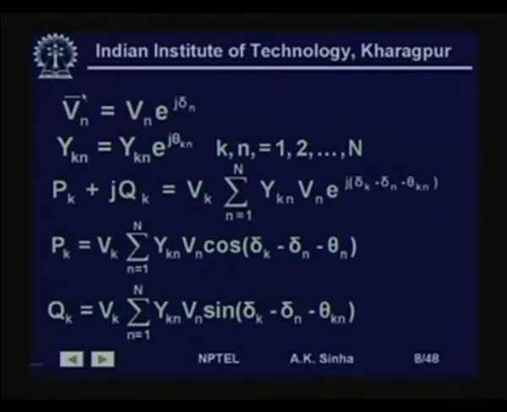where the voltage phasor at any bus n is V n is equal to the voltage magnitude at that bus, V n e to the power j delta n, where delta n represents the phase angle of the voltage phasor.